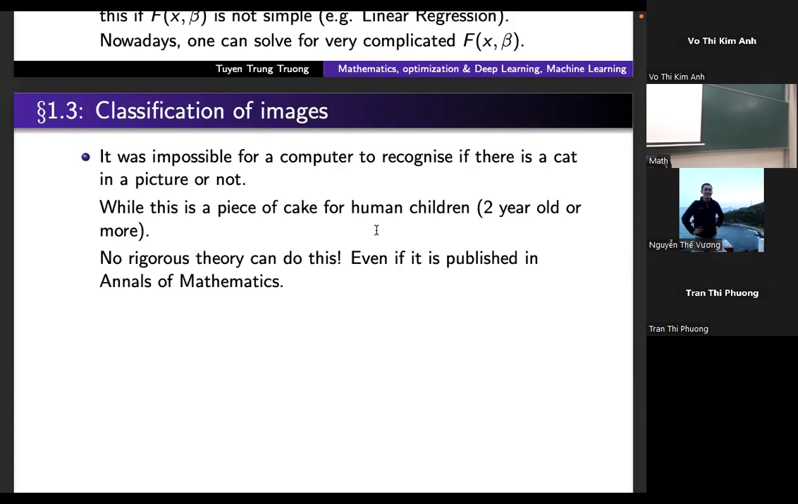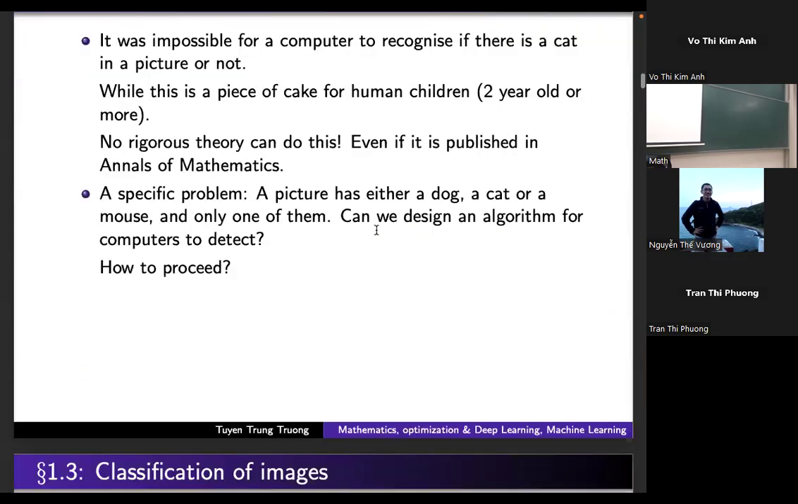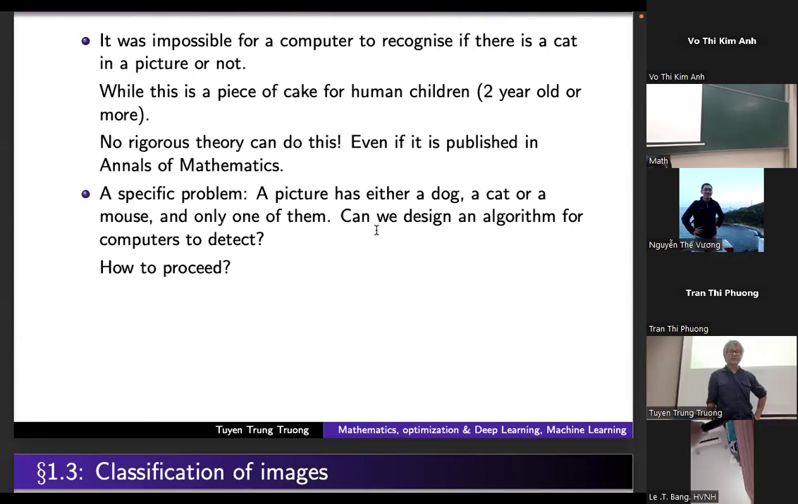And with deep neural networks, they can do it. Okay, so how? Maybe I just tell a general strategy. It does not represent everything in deep learning, but it conveys some main ideas.